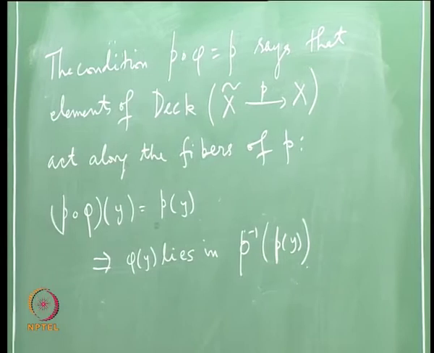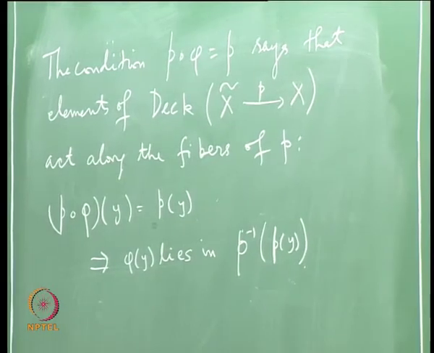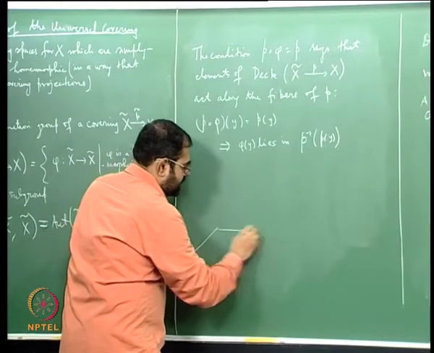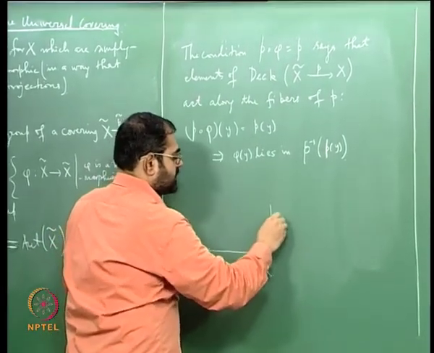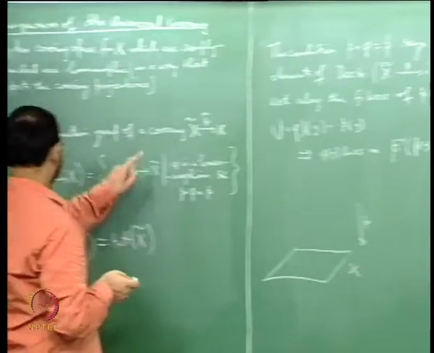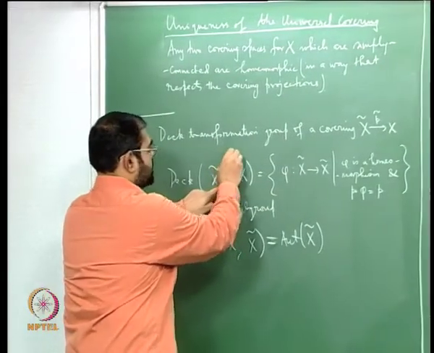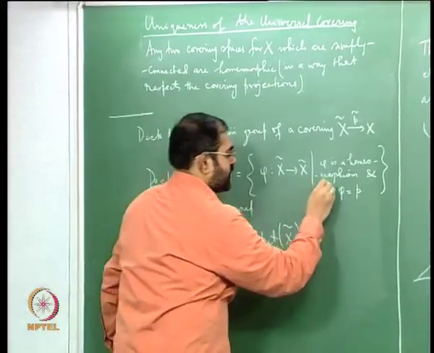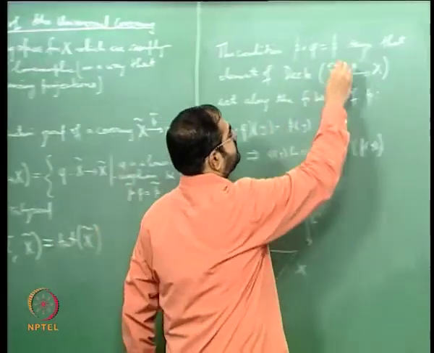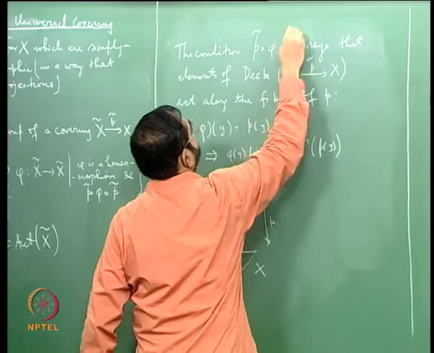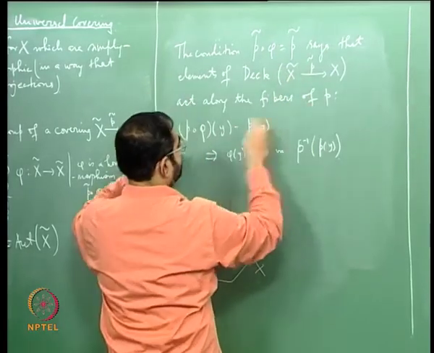Okay, so you can imagine what's happening. So this is your X and this is your X tilde. Of course I've used p tilde everywhere, so I should be careful about p tilde. It should have been p tilde here because I've reserved p for the map that we have constructed. So let me change it everywhere to p tilde.